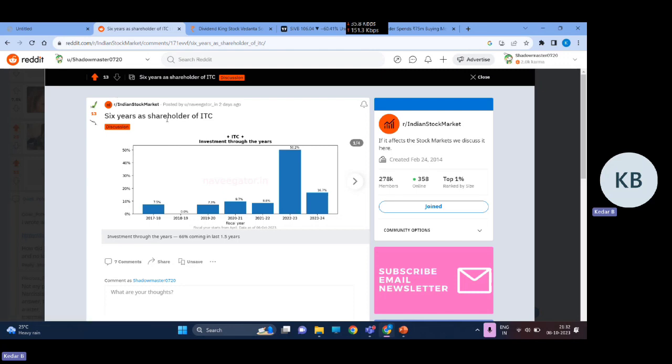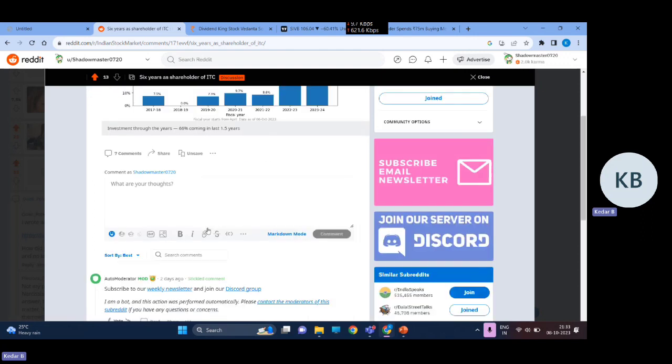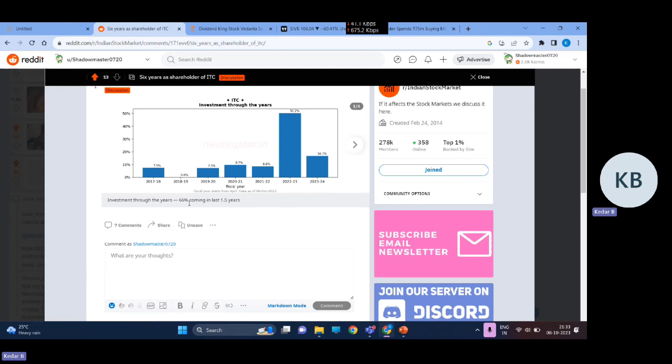You can see this guy was a shareholder of ITC for 6 years. He had actually bought it. I know so many people who had actually got stuck in ITC. I'm not bluffing. You might have known some people, or even you might have bought it. You can see here, in the investment through the years, 66% of it has come in the last 1.5 years.